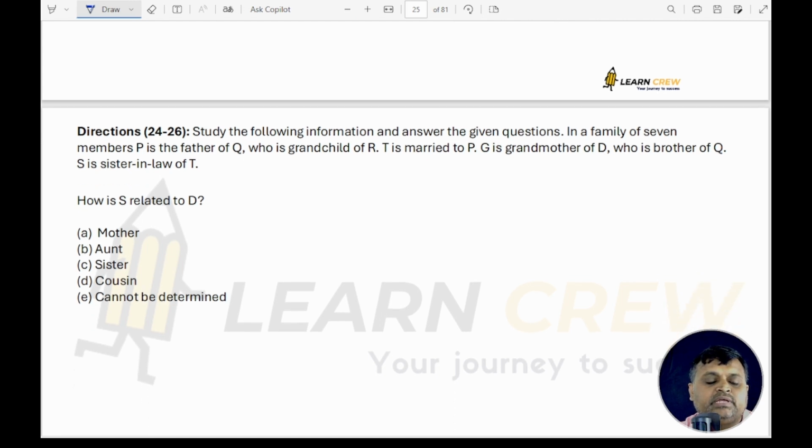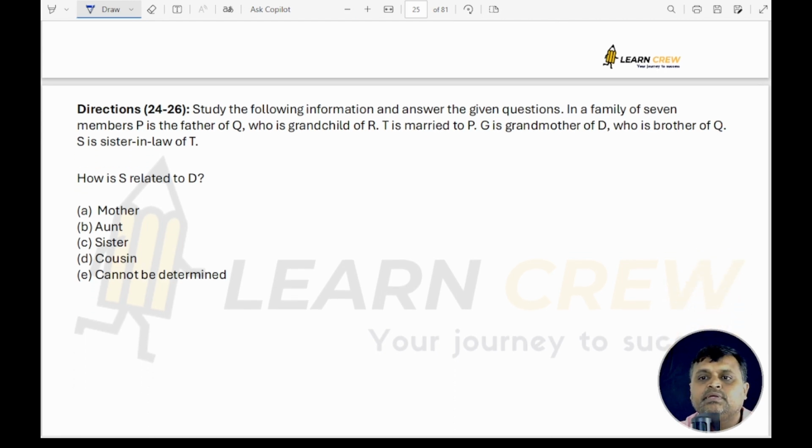Now a question based on relations is given. Please see. In a family of 7 members, P is the father of Q. Q is the grandchild of R. T is married to P. So T and P are a married couple, and as P is the father of Q, T is the mother.